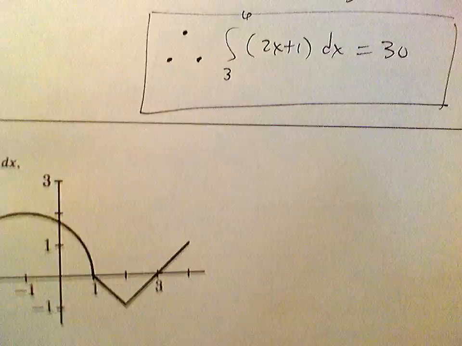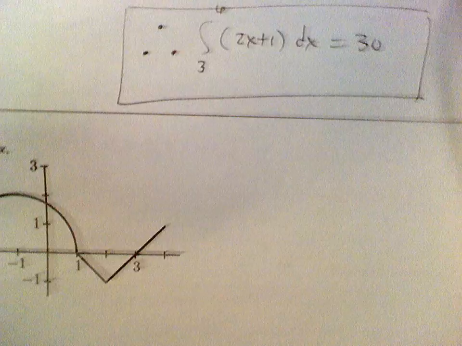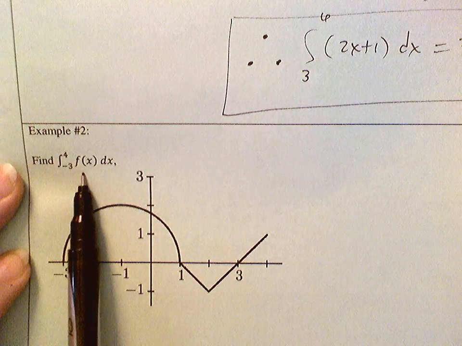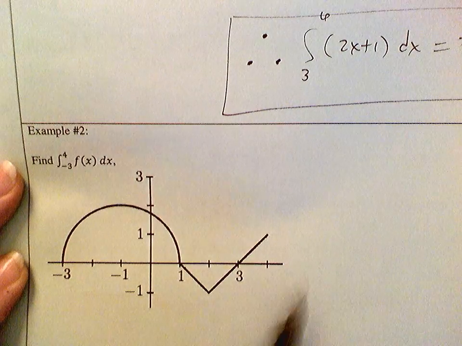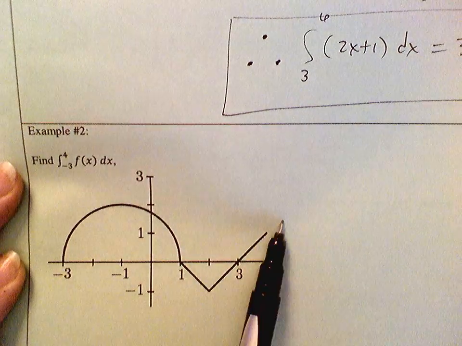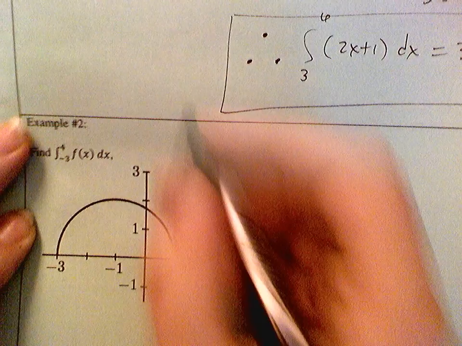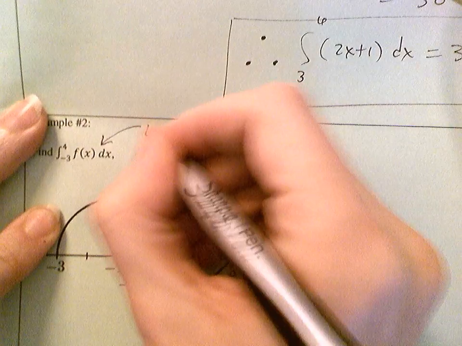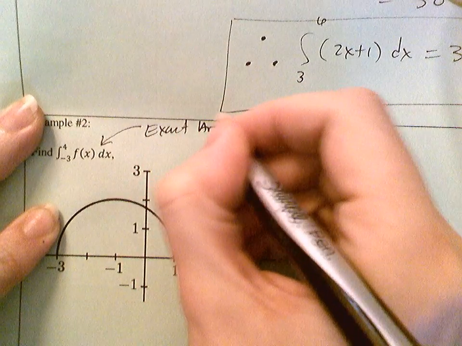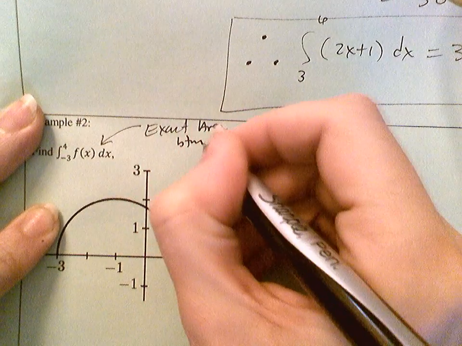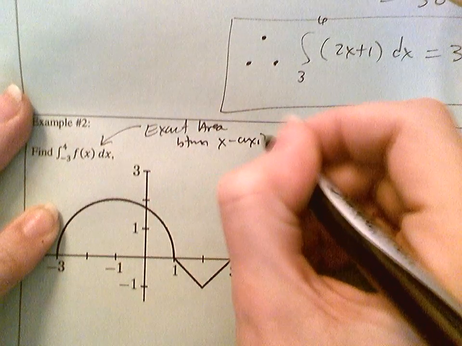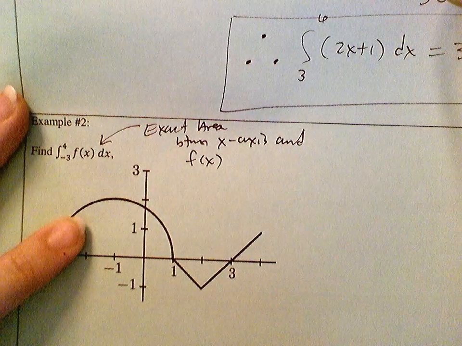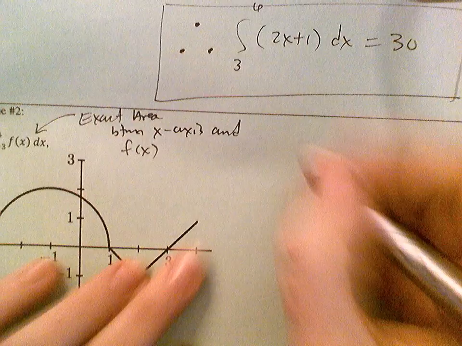Okay, so in this one, you're going to find the integral from -3 to 4 of f of x, and the f of x is this piecewise function. All right, and guys, what does an integral mean? It means exact area. So exact area between the x-axis and f of x. Okay, so that's the meaning of that. I would write that down for your notes. And then I'd write something else down for your notes.